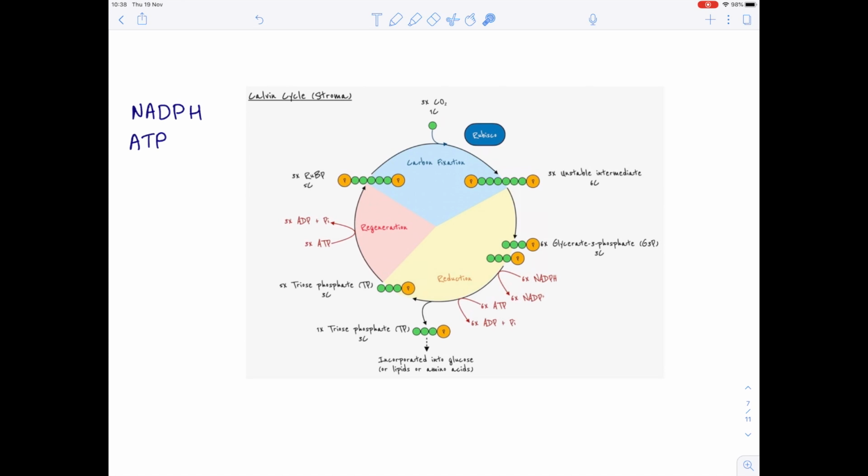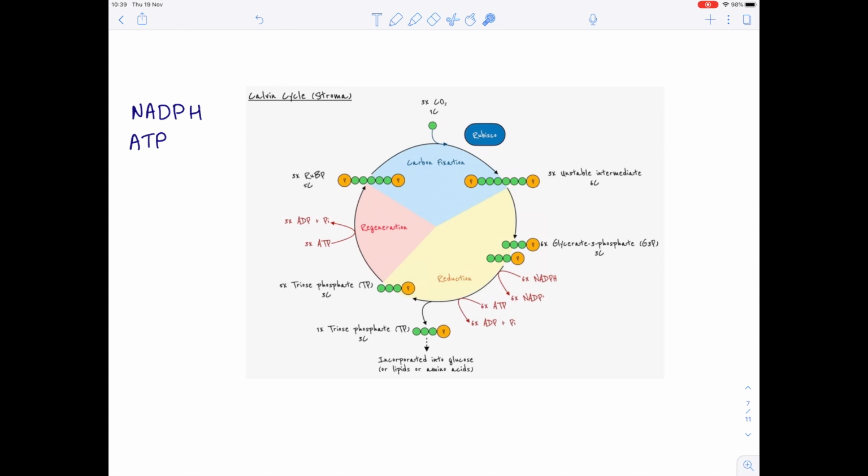That 6-carbon unstable intermediate immediately splits into the 3-carbon glycerate 3-phosphate, G3P, and then that G3P is reduced to triose phosphate, which is another 3-carbon compound, and that requires both ATP, you can see that going in here, and NADPH, which came from the light-dependent stage of photosynthesis. So despite the fact that the Calvin cycle does not require light in order to take place, remember, it does require these two substances, and they could only be made in the light-dependent stage of photosynthesis. The ATP has provided energy, and the NADPH has provided the hydrogen required to reduce that G3P to triose phosphate.